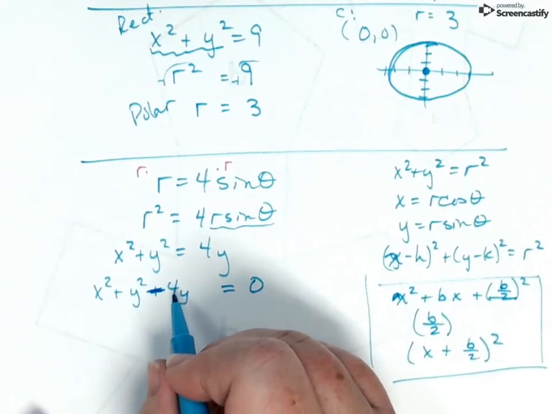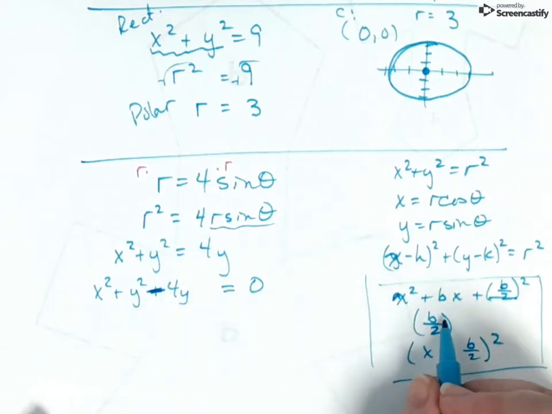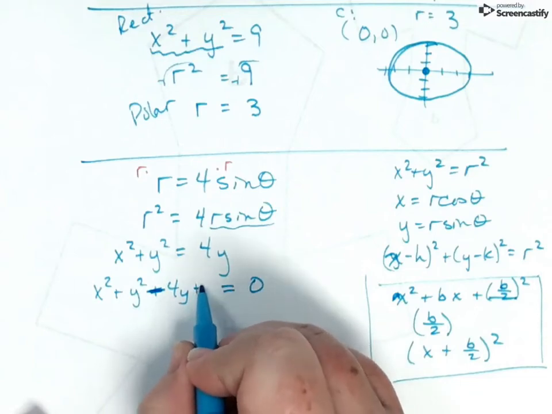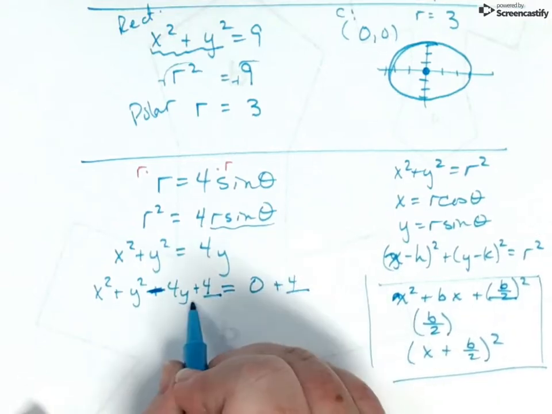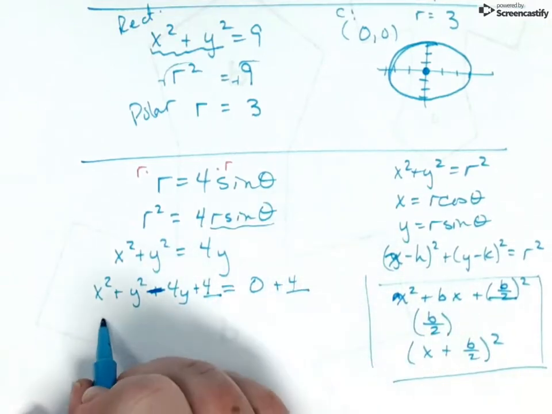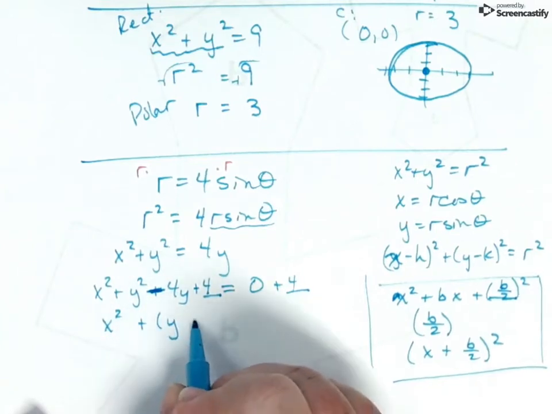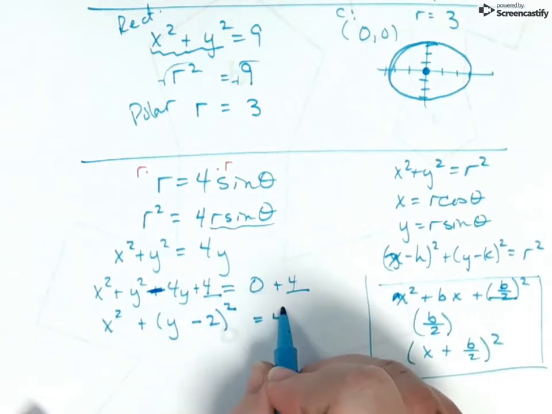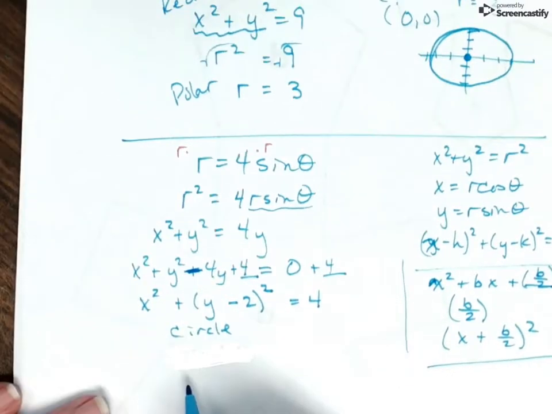Well, what is half of -4? Half of -4 is -2. So that's the b over 2. In my problem right here, my b over 2 would be -2. When you square that, you get 4. But whatever I do to one side, I'm going to do the same to the other. So I'm adding 4 to both sides. I can now rewrite this as x squared plus (y minus 2) all squared equals 4. Now I'm in standard format. Now I have a circle with its center at 0, 2.